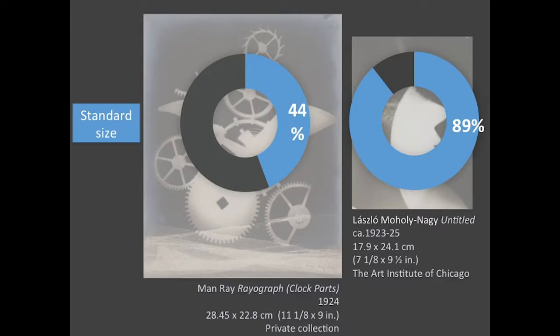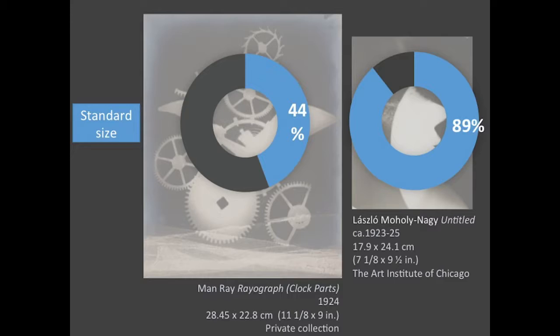Here's an example. On the left, again, these are to scale, is a Man Ray rayograph from 1924. On the right, a Moholy from around the same period. Just measure it. And I measured a bunch. I've probably measured, I'm not sure now, maybe 30 or 40 Man Ray rayographs, and about 44% come out to these standard sizes. But if you look at Moholy, about 90% are these standard sizes.